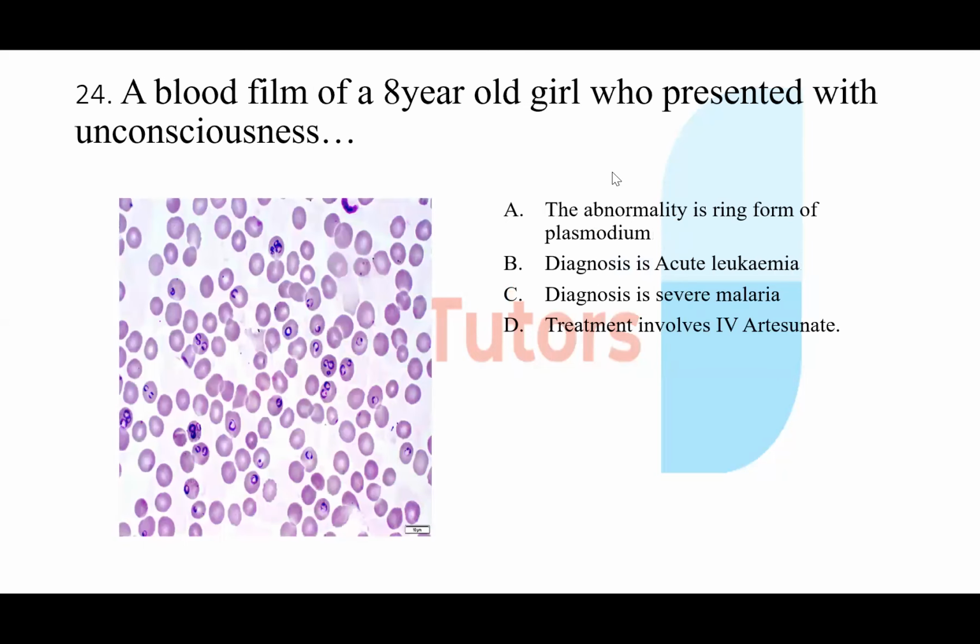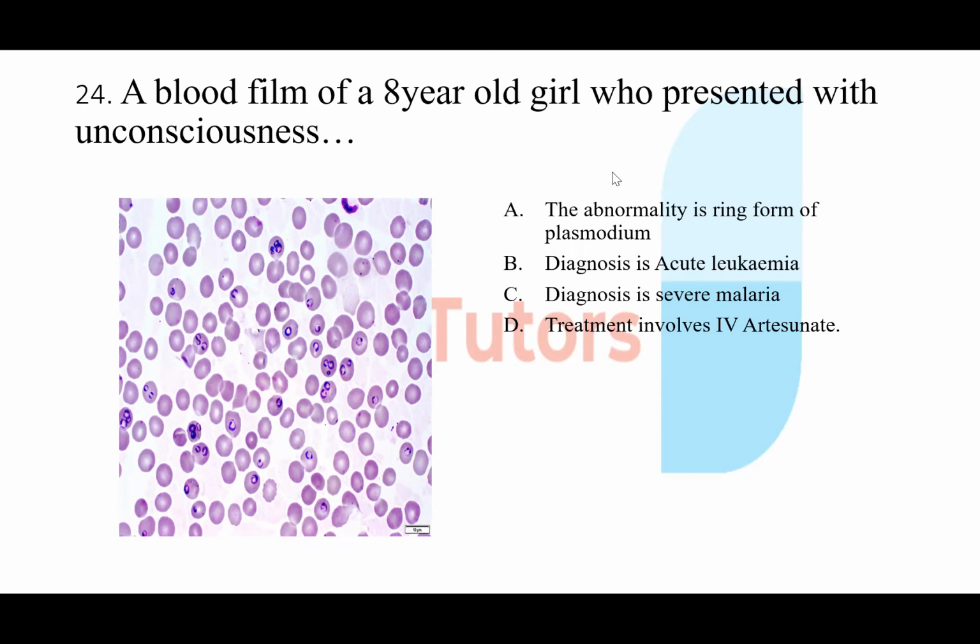So what is shown in this slide, another confusing slide, but just as I said, you go back to our logic. They say it's a blood film of an 8-year-old girl who presented with unconsciousness. And so what, you don't understand what they are talking about. You go to your question, they tell you the abnormality is in form of plasmodium. Okay, you understand it. You go back to the picture again and you see those ring forms. You appreciate it better. They now say diagnosis is acute leukemia.